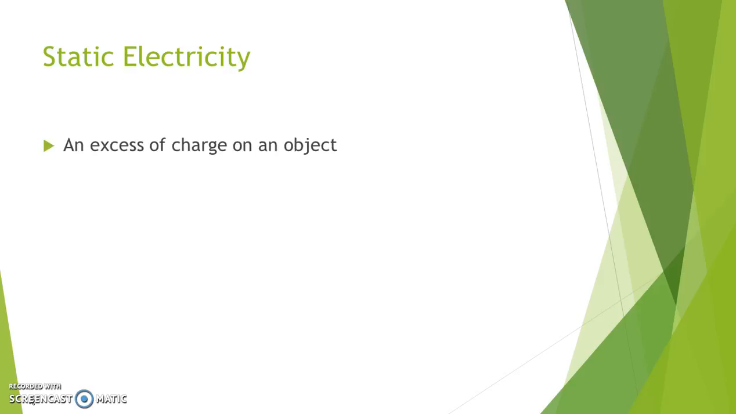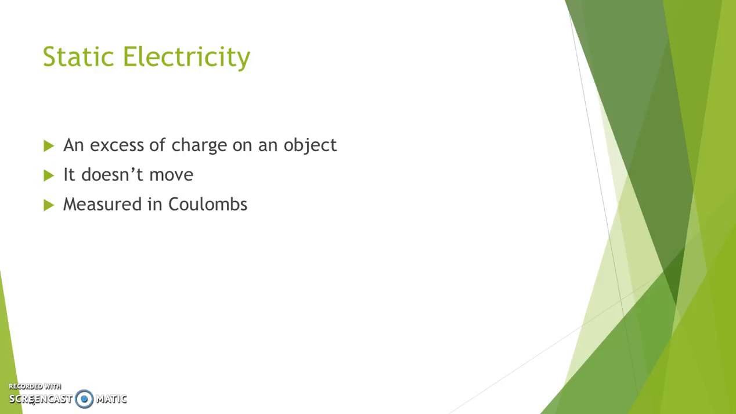The charge aspect is certainly true. An excess of charge on an object, whether it's positive or negative, is a definition of static electricity. And, of course, static meaning not moving, we can infer that the electricity in this case doesn't move. And static electricity is useful for gaining an understanding of what charge is, but it's not extremely useful in terms of computer engineering.